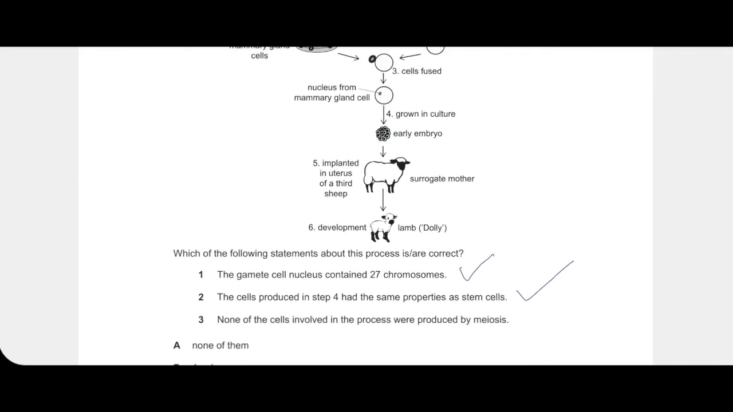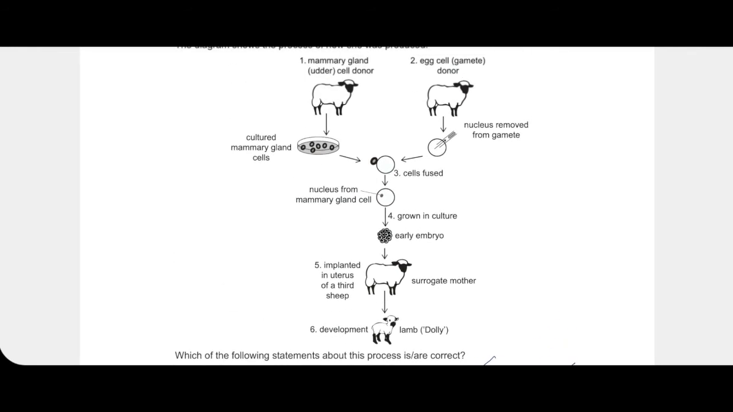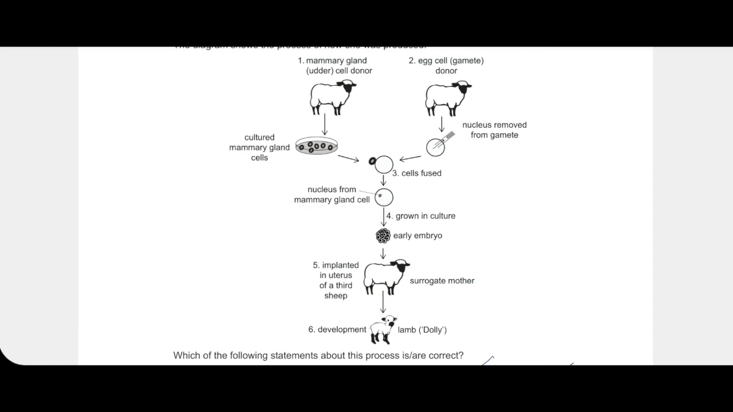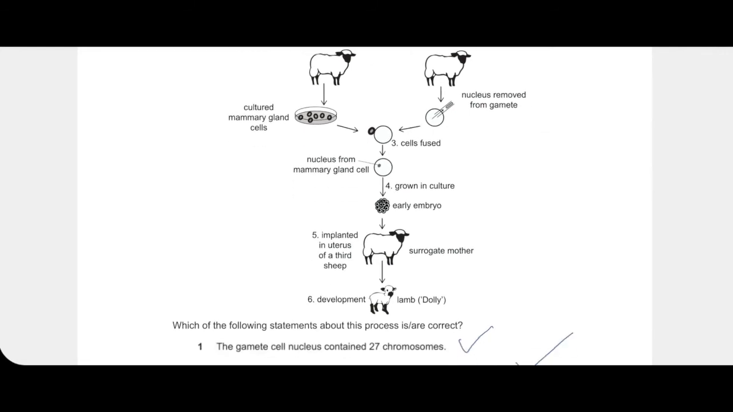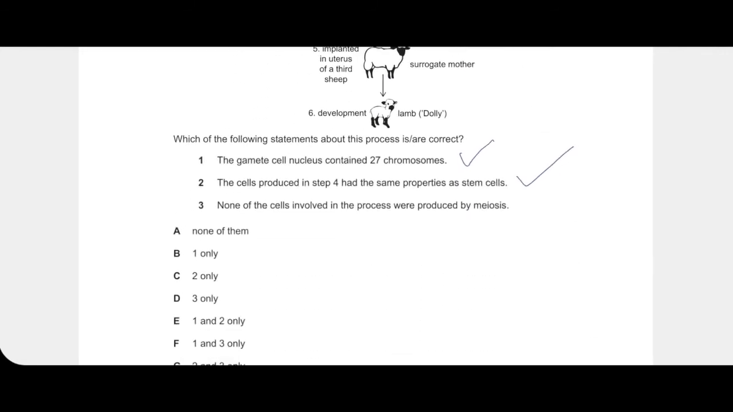Statement number three. None of the cells involved in the process were produced by meiosis. So let's have another look at the diagram. And what do you know? Step number two, egg cell gamete donor, literally a massive red flag staring you in the face, this is incorrect. An egg cell is a gamete and therefore was produced by meiosis. Therefore, statement number three is incorrect. Thus, the correct answer to this question is E. That is question number 13 completed.